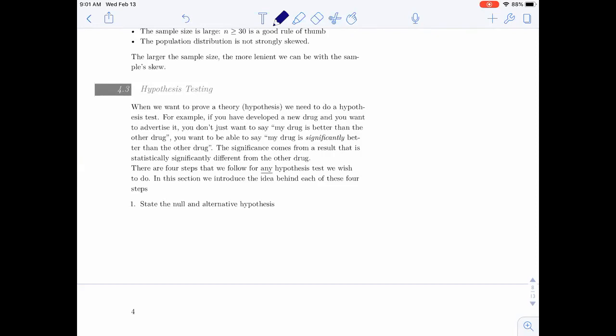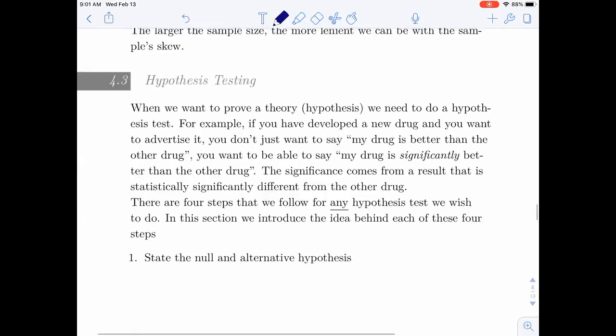Hypothesis testing, at some point I think I remember in science you had to state your hypothesis. If I boil water, it'll turn into gas. That's my hypothesis. And then I tested and it happened, right? And so we've got some theory, some hypothesis that we want to test or prove.